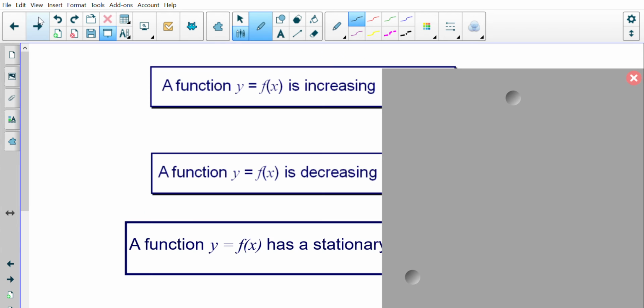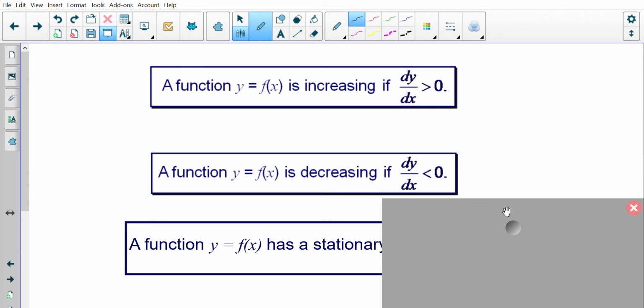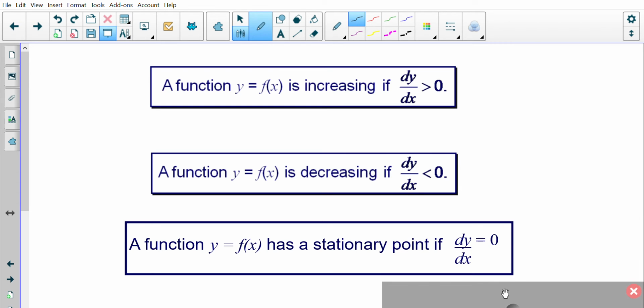So to summarise then, if a function is increasing, dy by dx is greater than 0. If a function is decreasing, dy by dx is less than 0. And if a function has a stationary point, dy by dx is equal to 0. Let's have a look at an example.